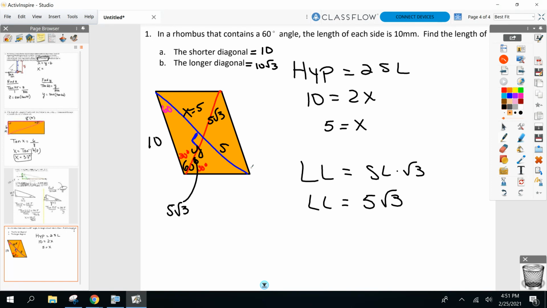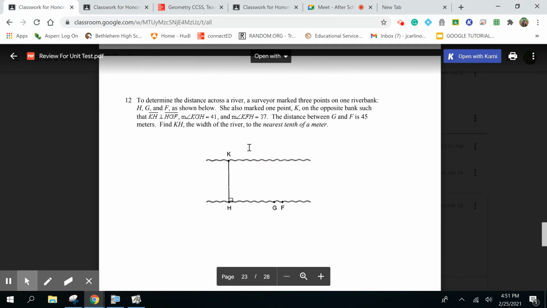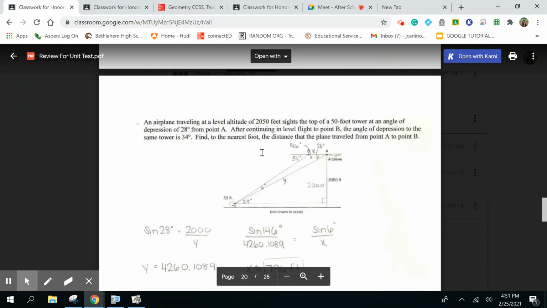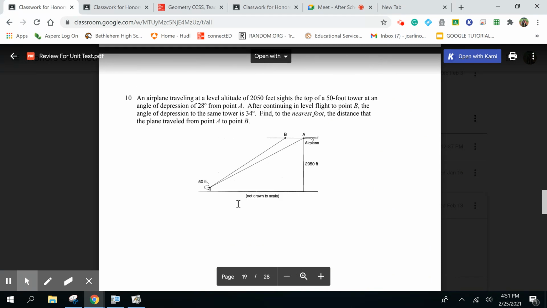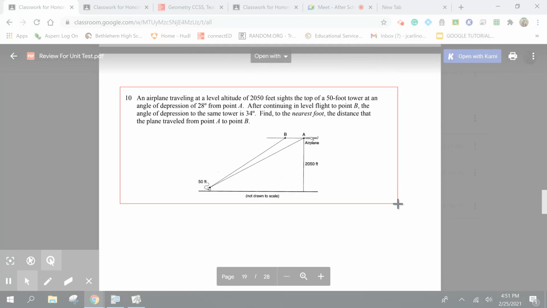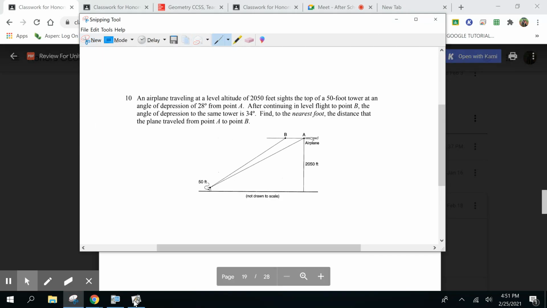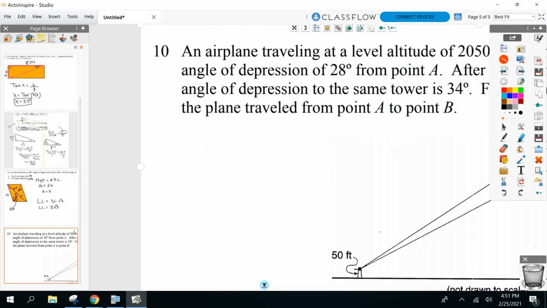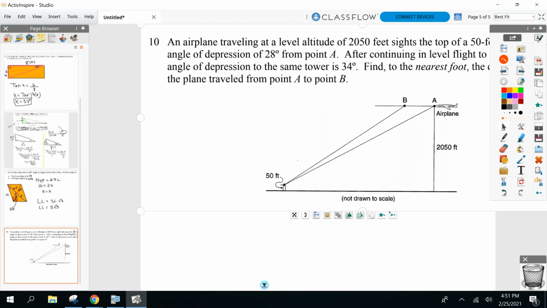Can you go over question 10 on the PDF? Question 10. Okay, with the airplane and everything else. Okay. Again, just so as not to frustrate you guys, I'm just going to fill in everything that needs to be filled in, because that's what I'm going to do for you tomorrow.